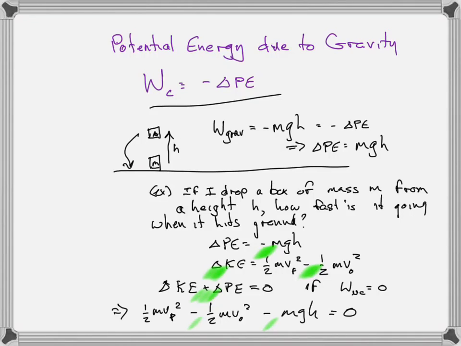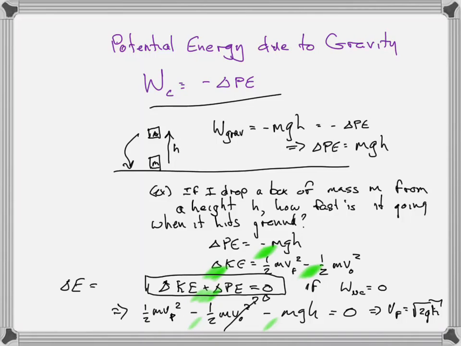Okay, so now we're dropping it from rest. That was implied. We're dropping it from rest, so the initial kinetic energy is 0. Therefore, we can solve for v final. V final equals the square root of 2gh. That's what you get when you solve. Oh, we had figured that out a million times before. That's the velocity when you drop something and it gets to the ground. But that's from an energy conservation point of view. Energy conservation, delta KE plus delta PE is 0, or delta E is equal to 0, is the same thing.